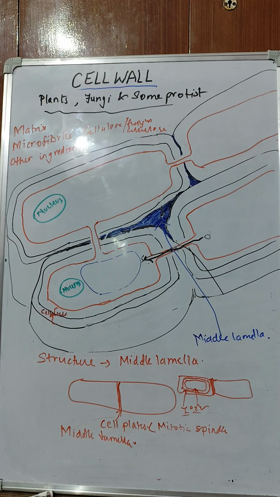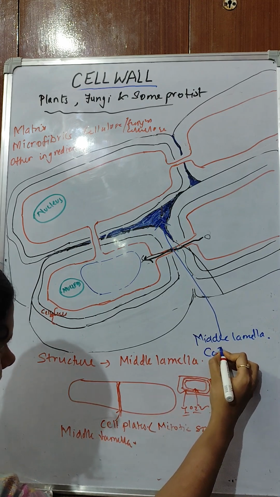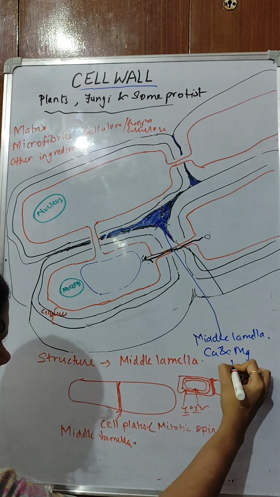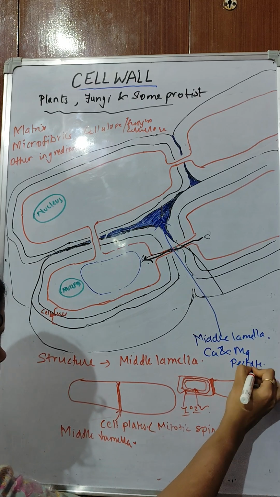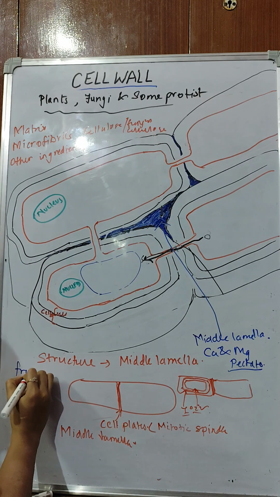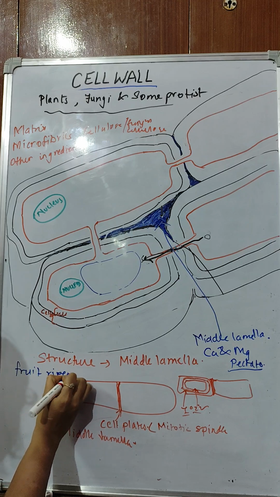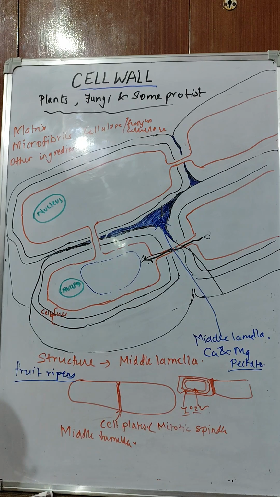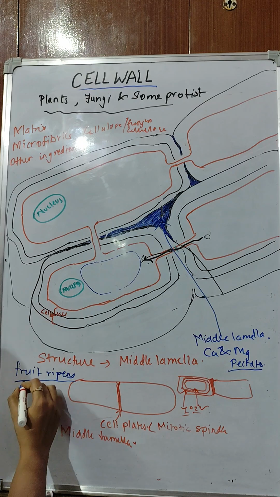Now this middle lamella is a deposition of calcium and magnesium pectate. Remember this point, calcium and magnesium pectate is present in the middle lamella. So it is a connecting or cementing layer between two adjacent cells. It is thin and amorphous in nature. And one very important point about the middle lamella is fruit ripening. You know, fruit ripens with time. Whenever you keep some fruits outdoors, they ripen.